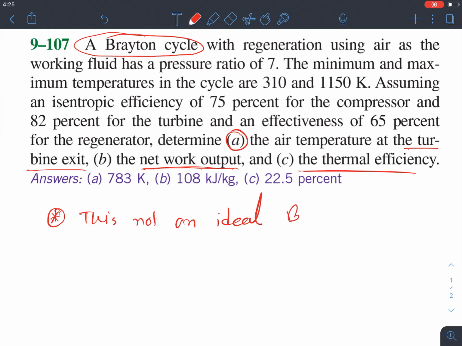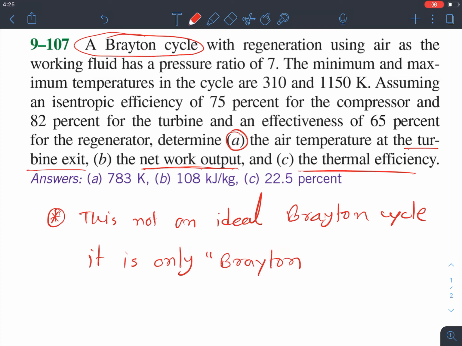So first thing, this is very important, this is not an ideal Brayton cycle. It is only a Brayton cycle. This is not ideal. Okay. So that's the most important thing. Some problems you will see say an ideal Brayton cycle, and some problems you will see say a Brayton cycle, right?